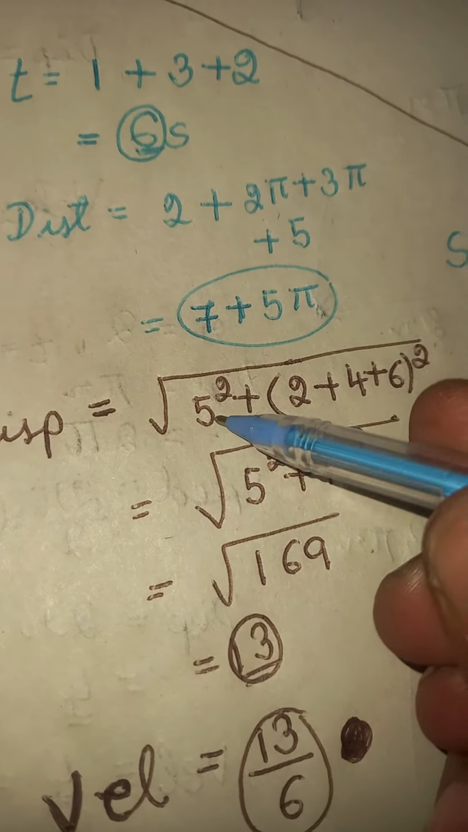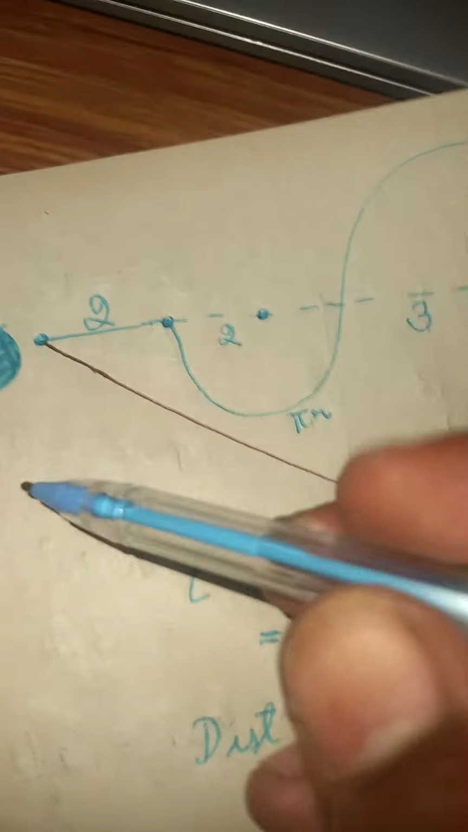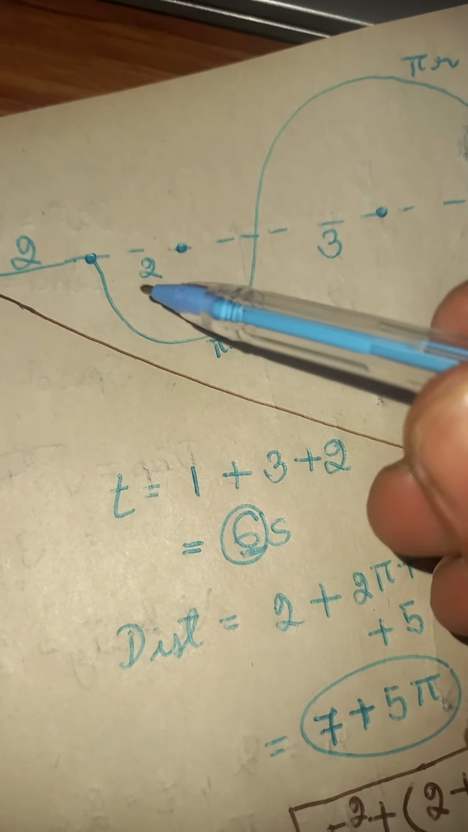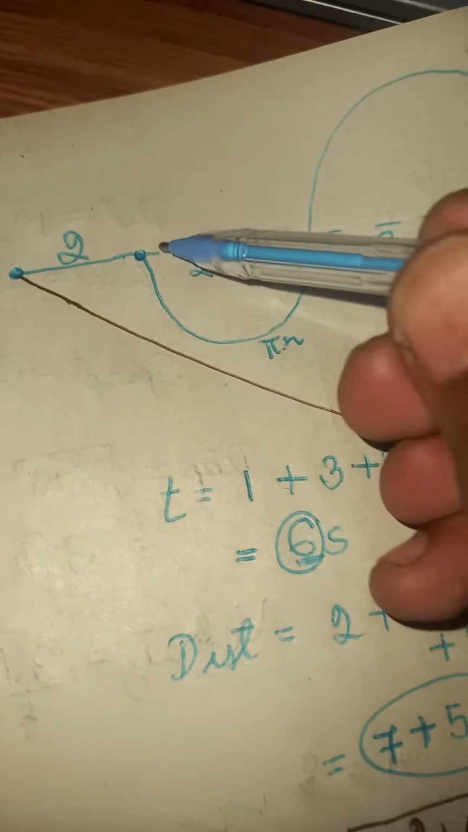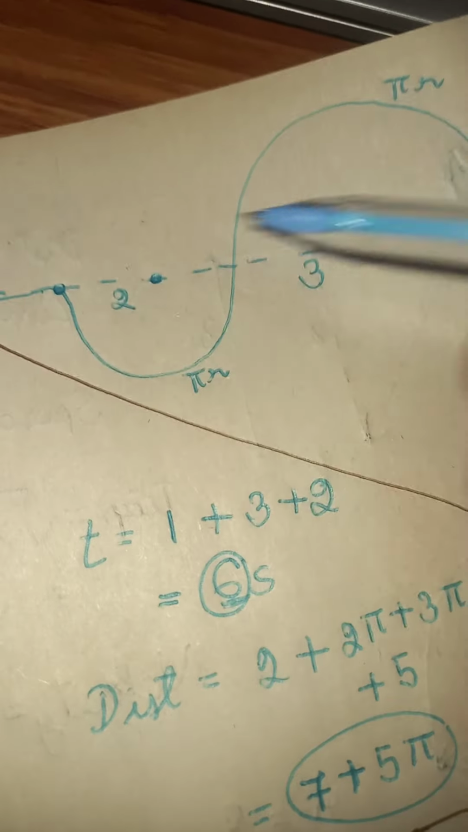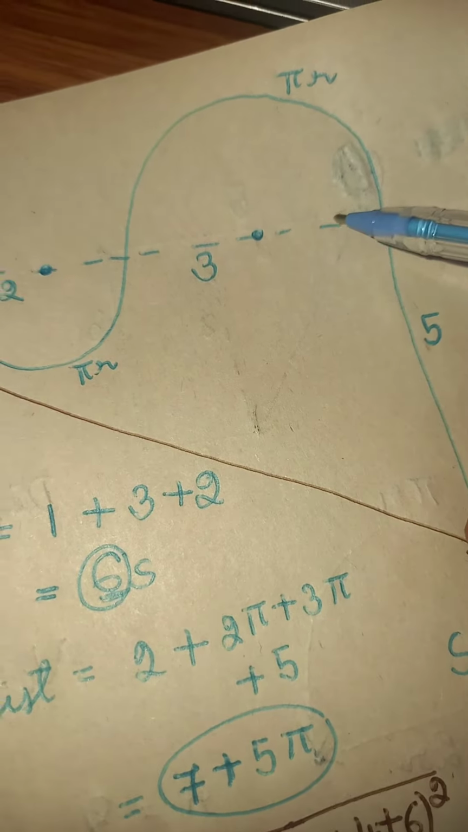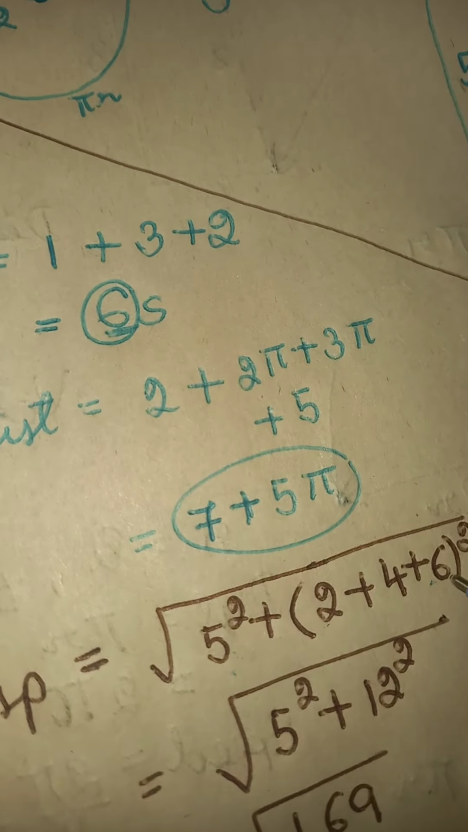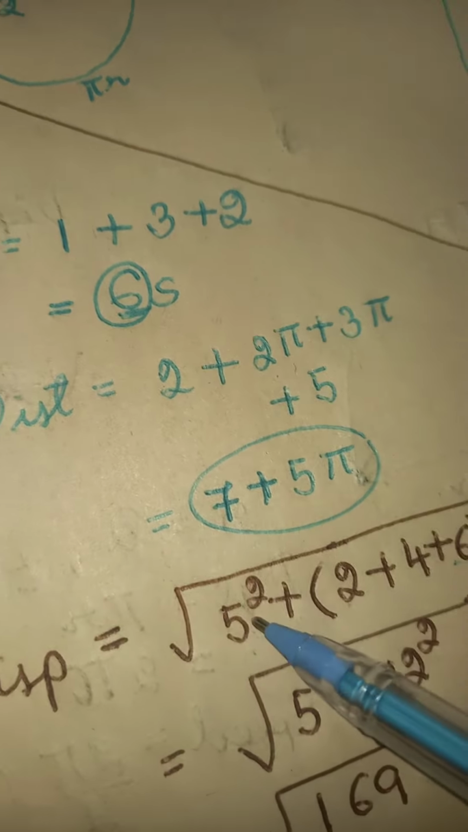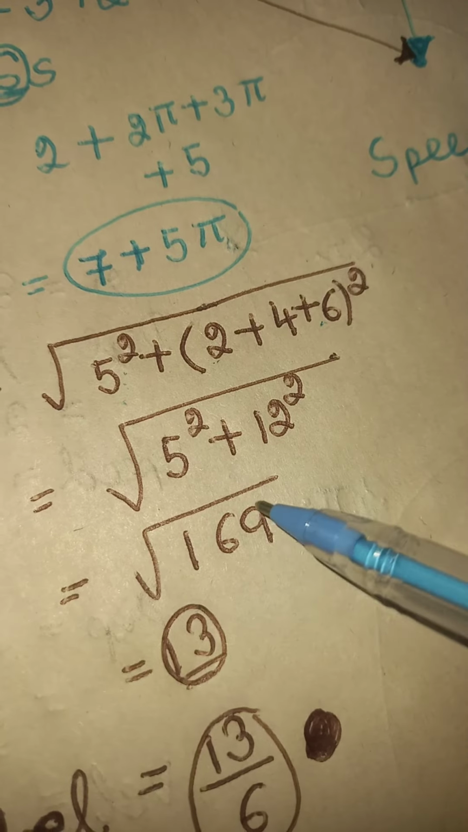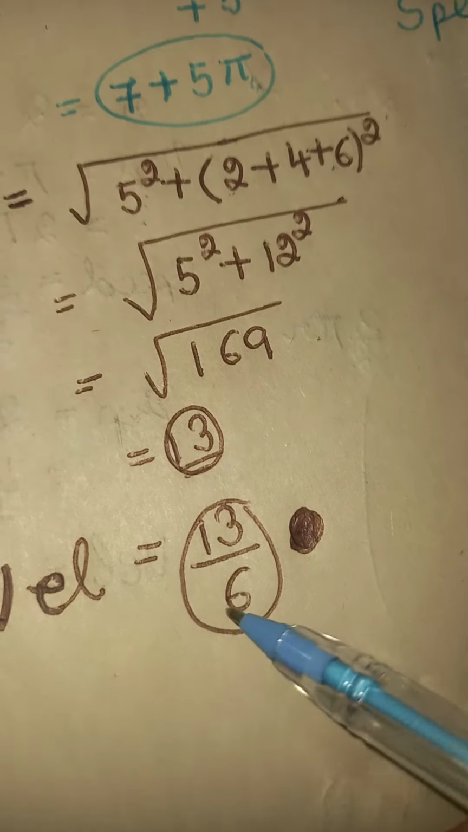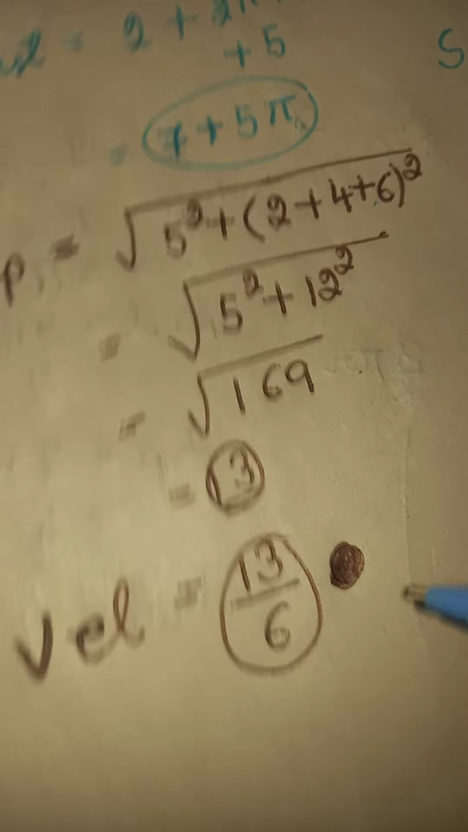We take 5 square, and here 2 plus 2 plus 2 plus 2 plus 2, it is 4. Here the radius is 2 and this whole thing is 4 units, and this radius is 3, so the whole thing is 6 units. So we take the square of this side and the square of this side, and in total it will be root of 169 units. 13 units is the displacement, and velocity is 13 by 6 units per second.